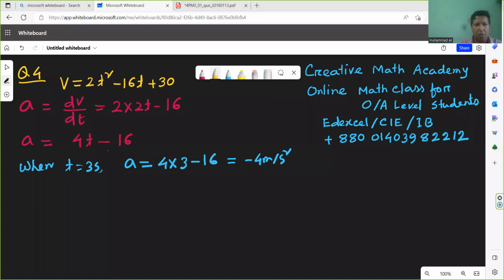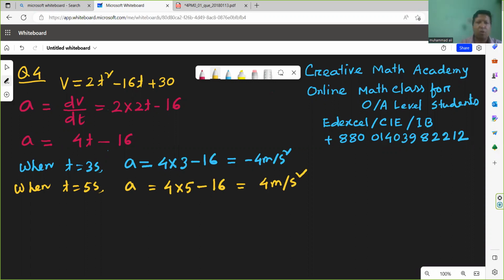When t equals 5 seconds, acceleration equals 4 multiplied by 5 minus 16. It will be 4 meters per second squared. So at these two times we get the two accelerations. When t equals 3 seconds, a equals minus 4 meters per second squared, and when t equals 5 seconds, acceleration is 4 meters per second squared.